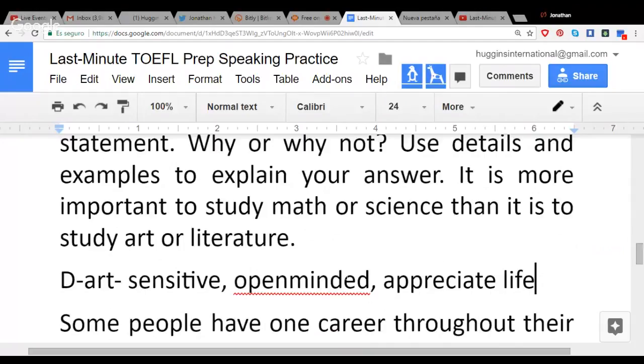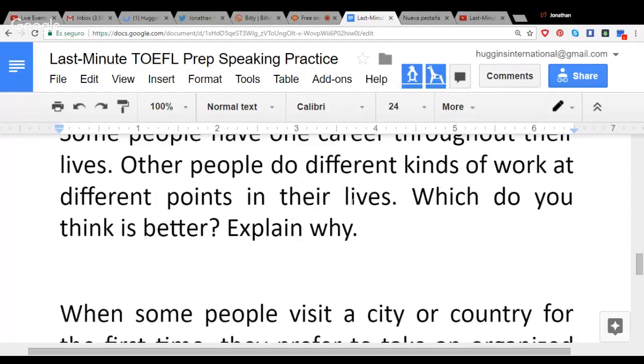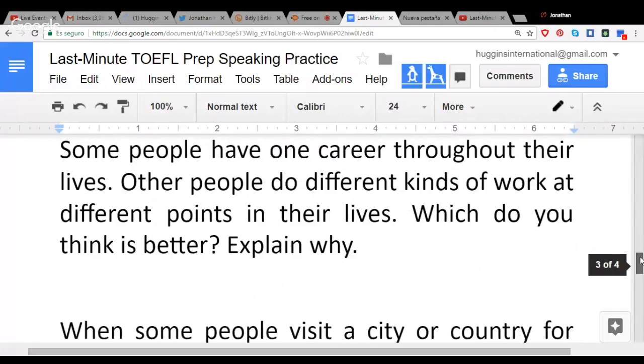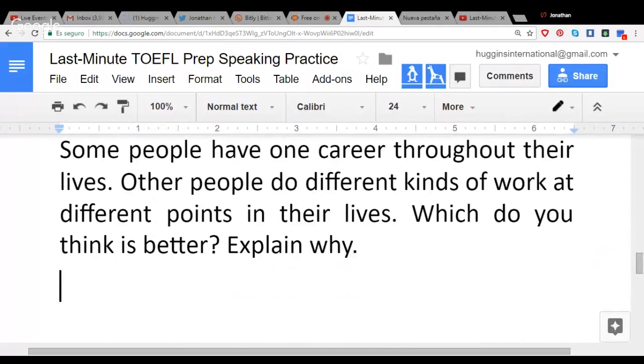Some people have one career throughout their lives. Other people do different kinds of work at different points in their lives. Which do you think is better? Explain why. Okay, I'll give myself another 15 seconds here.